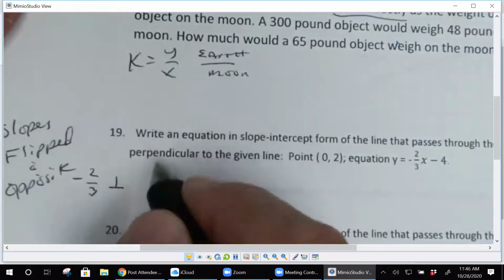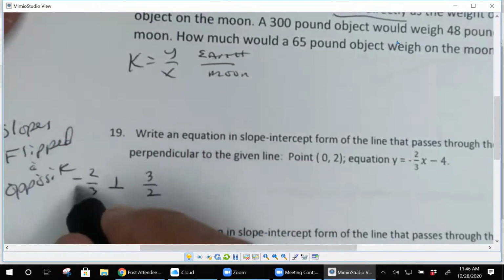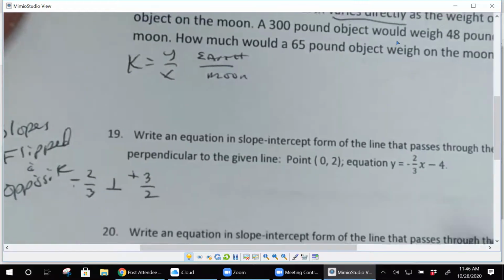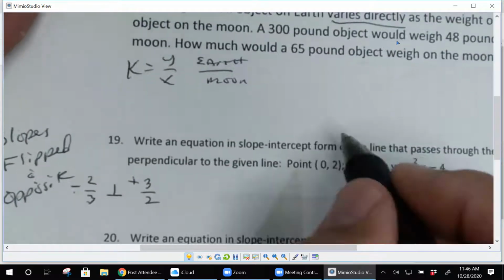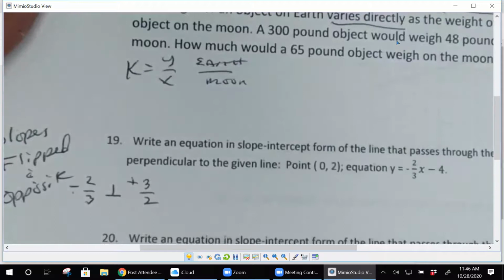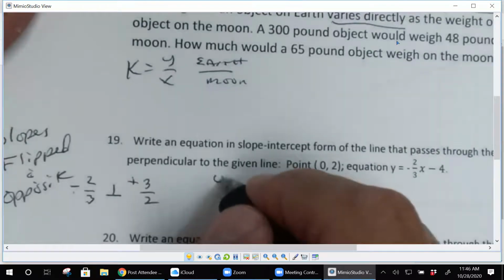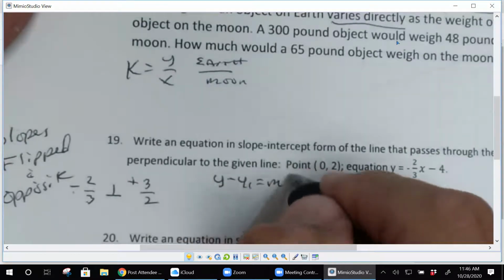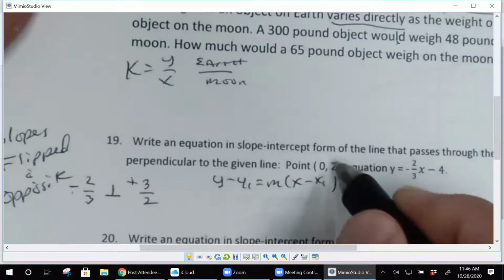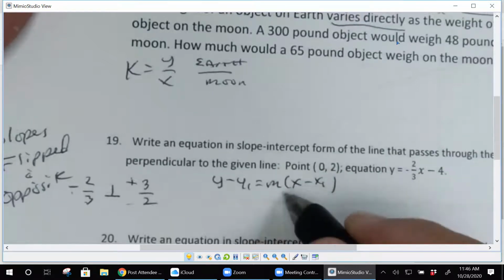So if I flip 2/3, it'll be 3 over 2, and the opposite of a minus is a positive. So I would use that instead with this point right here. And I would use the point slope formula because it says slope intercept. So I would use y minus y1 equals m times x minus x1, put my points in here, put my slope in there.